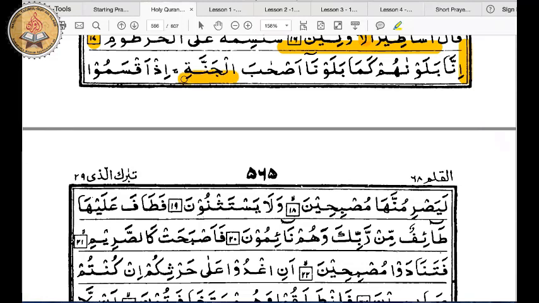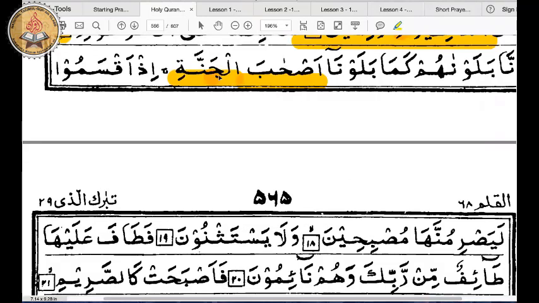Just read this word again. So this is a jim. Let me just make it a little bit bigger. The small dot is a jim. Ashab al-Jannah.